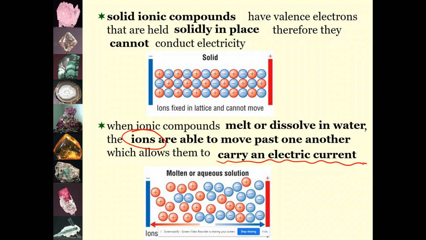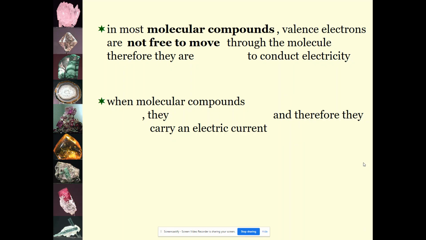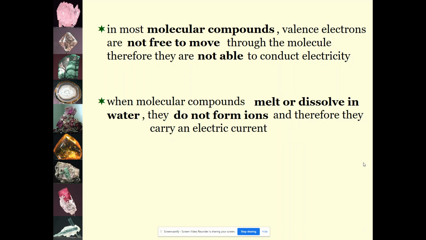There is a lab that we're going to do in the solutions unit, where we look at ionic compounds versus molecular compounds and their conductivity. It asks you why ionic compounds, when they're dissolved in water, conduct electricity, and you are going to say it's because the ions are able to move, and that carries an electrical current. Molecular compounds, on the other hand, do not. They do not form ions when they're in solution.